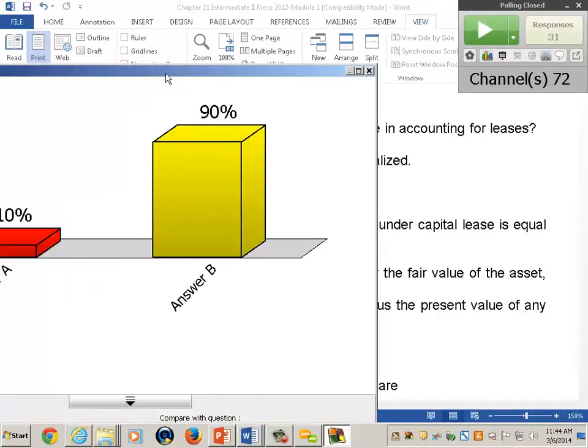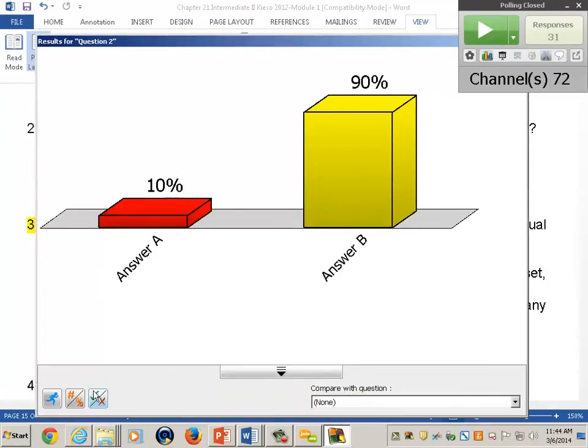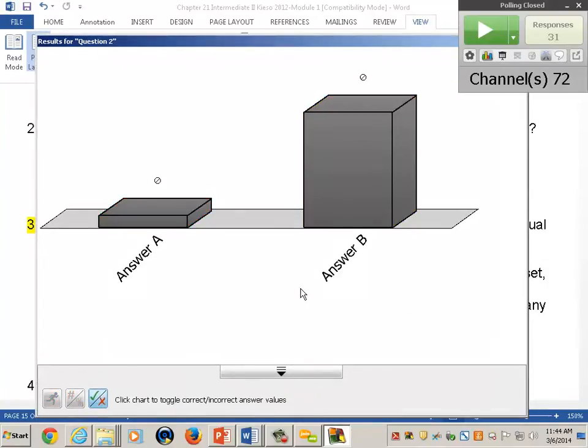So let's see what we got. And okay, good. So everyone pretty much has it right. It is B. So let me just make sure I let you know that. So it is for item 3. Okay. So the answer is B. It means that you capitalize at the present value of the minimum lease payments or the fair value of the asset, whichever is lower. Okay, so it's B.